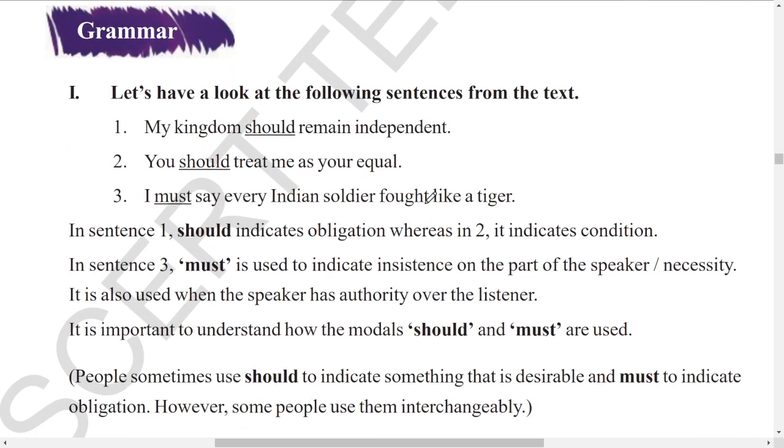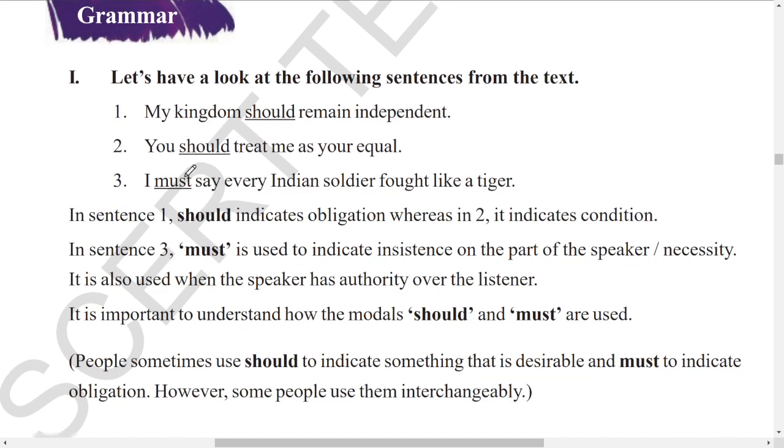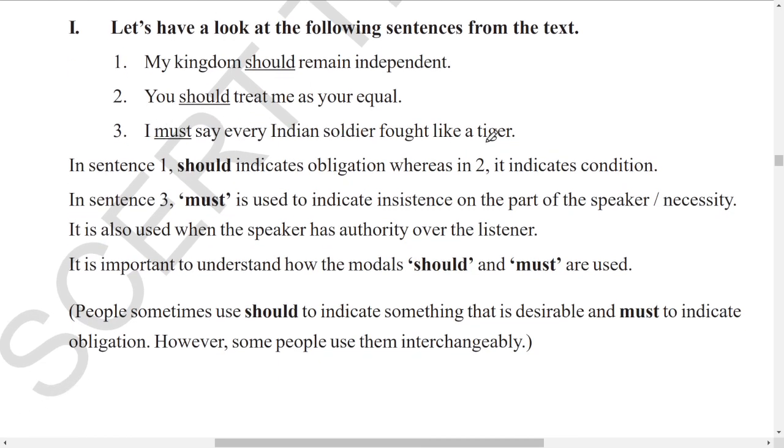Next, in the grammar part, we have, let's have a look at the following sentences from the text. My kingdom should remain independent. Okay, so here should is underlined. Next, you should treat me as your equal. Again, should is underlined. Next, I must say every Indian soldier fought like a tiger. So here must is underlined.